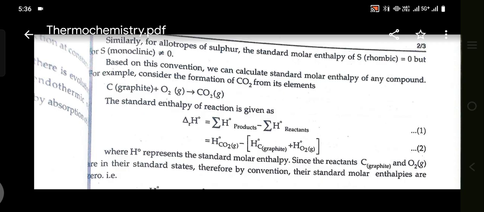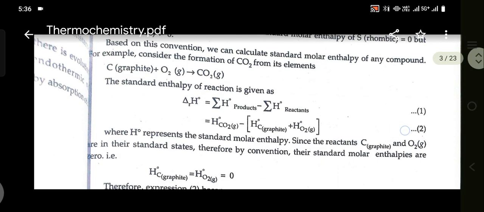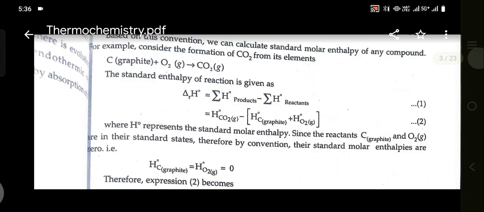For example, consider the formation of carbon dioxide from its elements. Carbon graphite plus oxygen give rise to carbon dioxide.